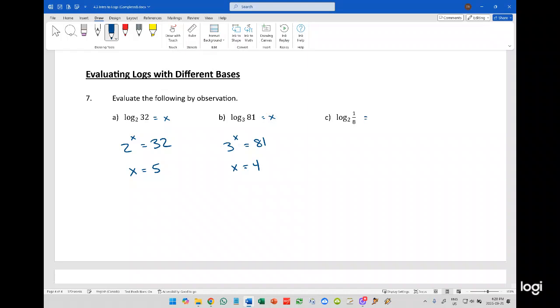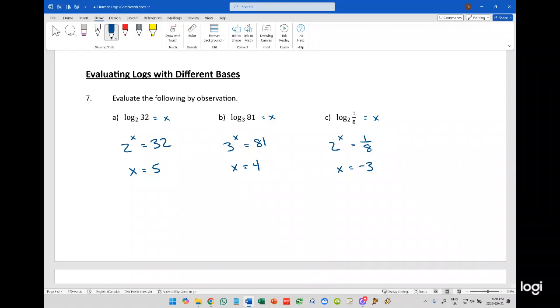This one's saying, what exponent do I put on 2 to get 1/8? And remember, that's really 2 cubed on the bottom, which means our exponent is going to be -3. 2 to the exponent -3 will give us 1 over 2 cubed, or 1 over 8. Okay, so that's flipping forms in order to evaluate them by observation without a calculator.